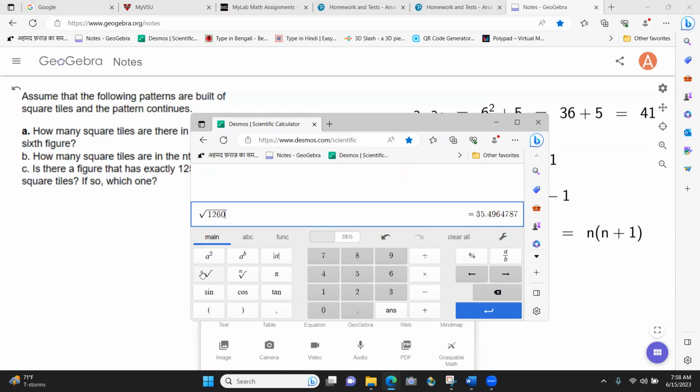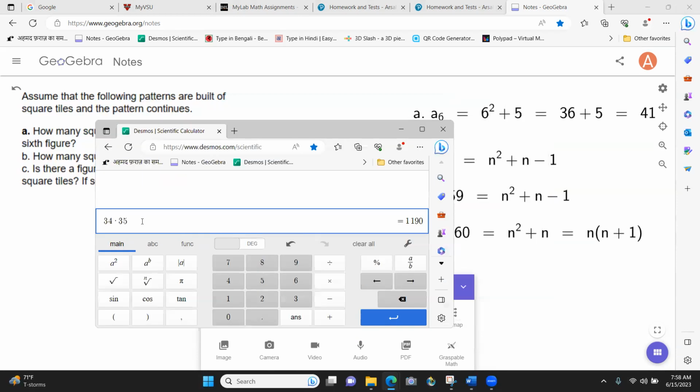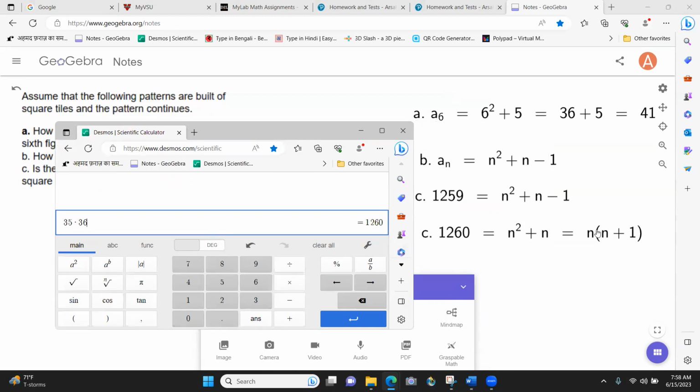You can guess and check, but I'm going to try, let's say, 32 times 33. I don't get 1260. No, let's try 34 times 35. I don't get 1260. I'm getting there though. 35 times 36. Oh, I got 1260. So n, the smaller one, has to be 35.